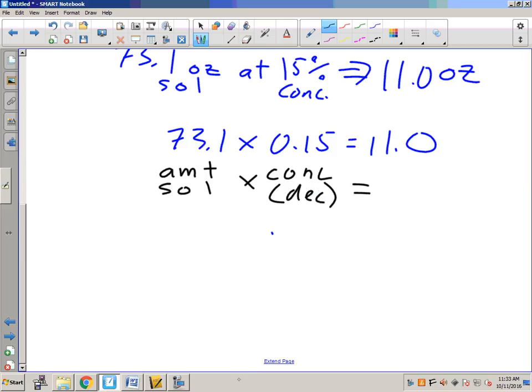And when we multiplied those together, we got 11.0, and 11.0 represented what? The number of ounces of what? The amount of what? The amount of pure stuff that was in there. So what we've done is we've kind of created an equation, a formula, if you will, that we can use to deal with these different numbers that we're given. From this, we're directly going to build a table.